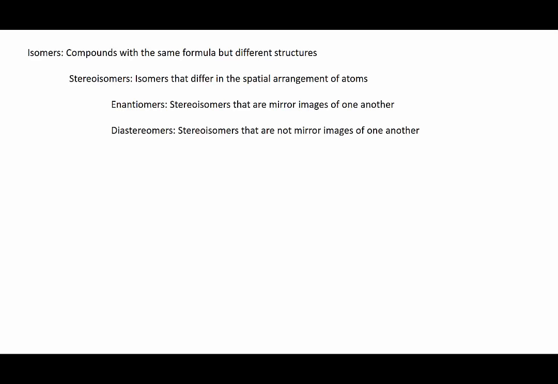Stereoisomers can be further broken down into enantiomers, which are stereoisomers that are mirror images of one another, or diastereomers, which are stereoisomers that are not mirror images of one another. A good rule of thumb to keep this straight a little bit: diastereomers require two stereocenters.